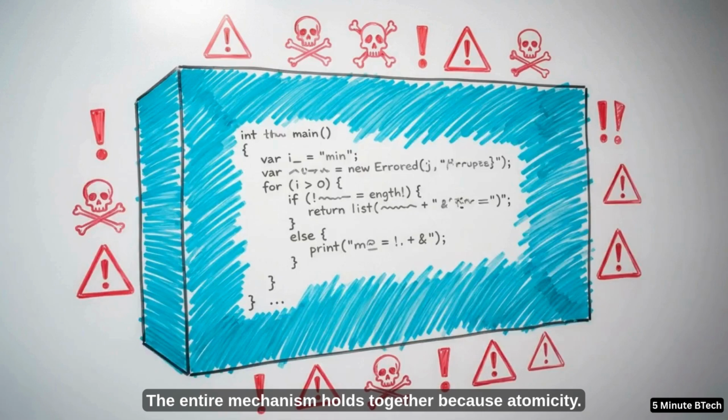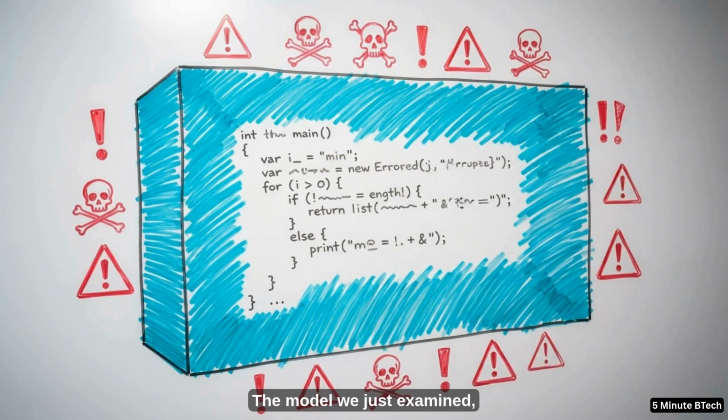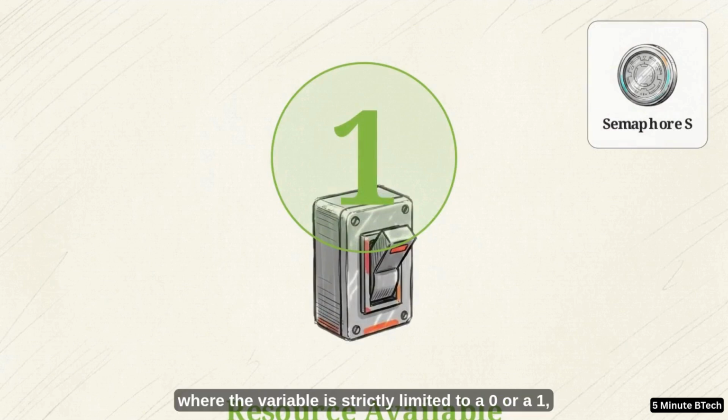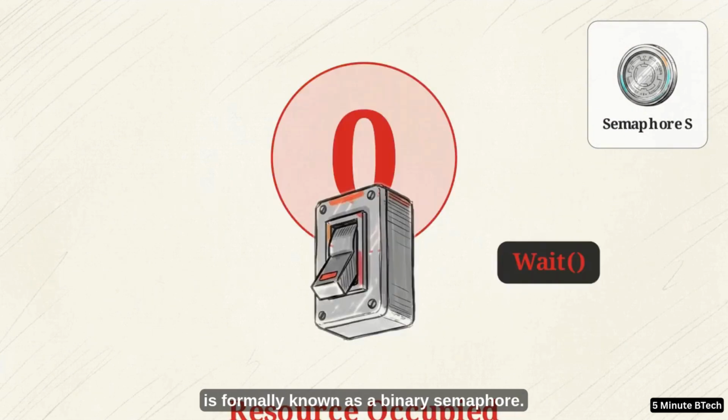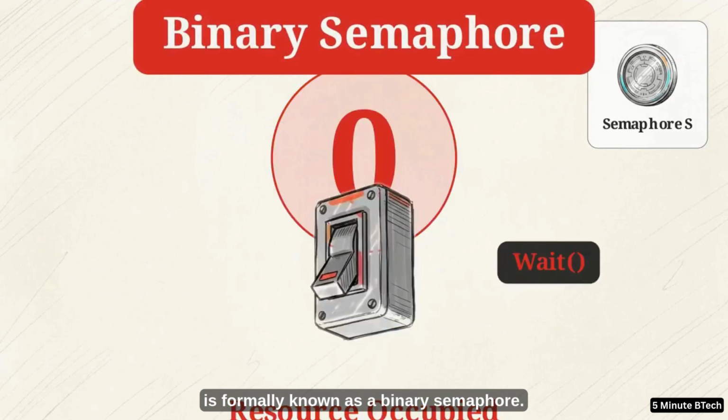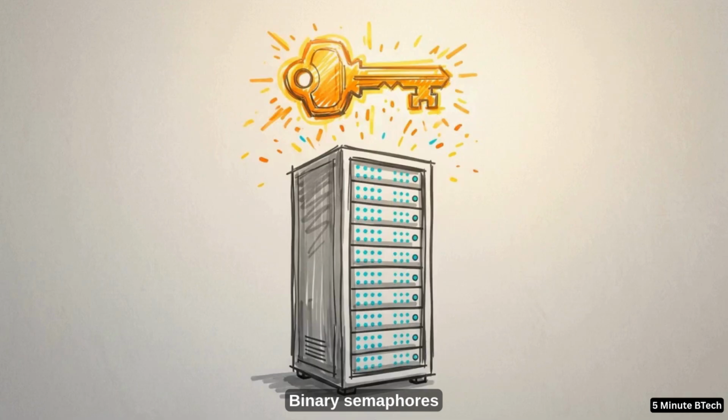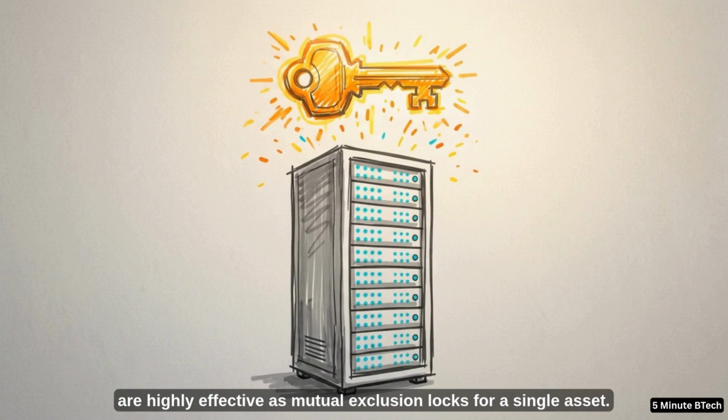The entire mechanism holds together because of atomicity. Without indivisible operations, a locking mechanism is just as broken as the resource it attempts to protect. The model we just examined, where the variable is strictly limited to a 0 or a 1, is formally known as a binary semaphore. Binary semaphores are highly effective as mutual exclusion locks for a single asset.